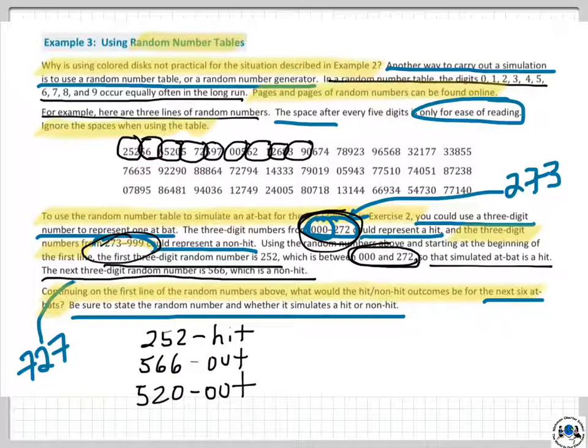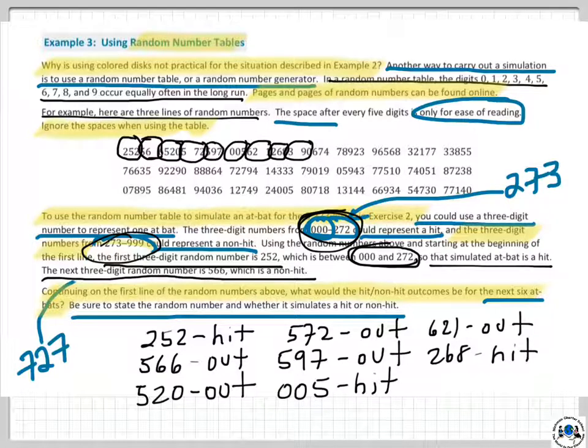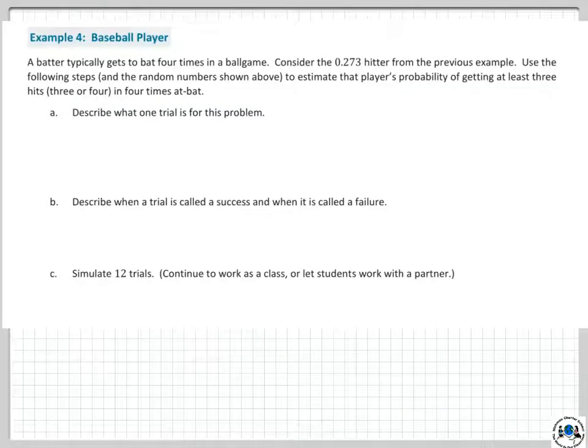Let's see how you did. Here's what I came up with. I had 572 next. That's an out. 597 is an out. 005 is a hit. 621 is an out. 268 is a hit. So how many hits do we have? 1, 2, 3 hits and 5 outs. 3 hits and 5 outs. Okay, let's move on.